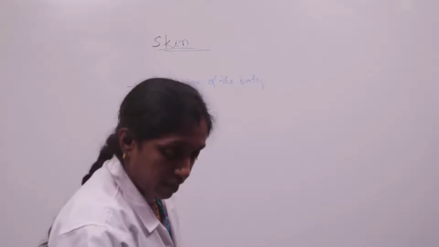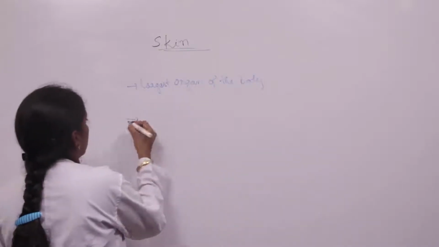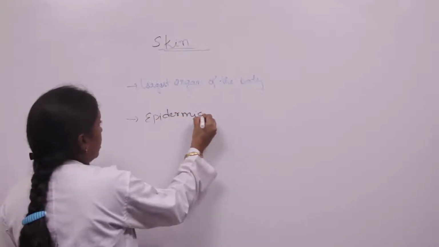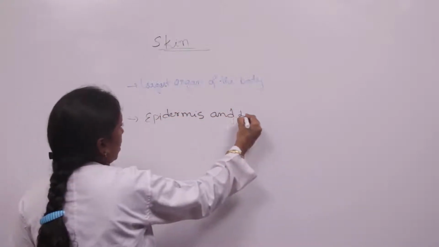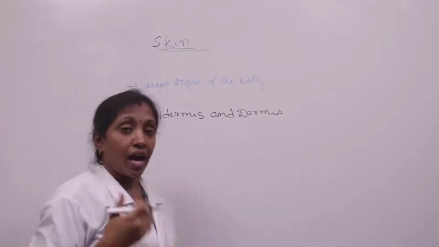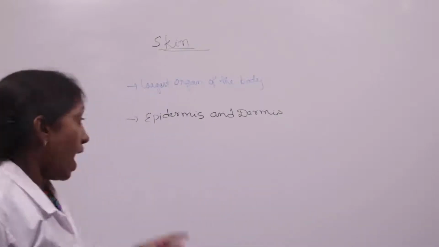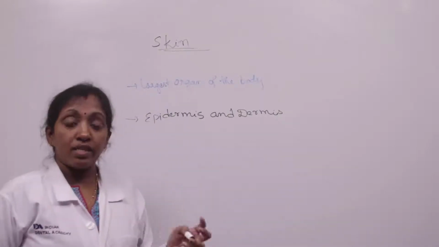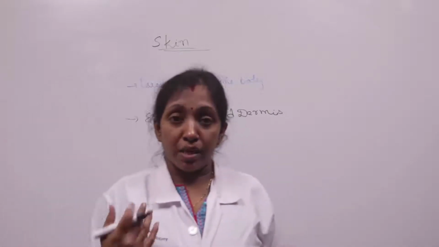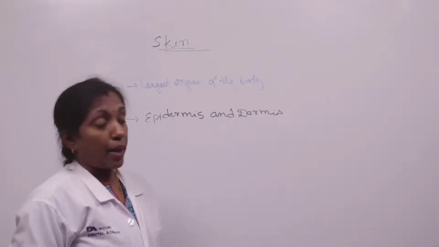So the skin consists of epidermis and dermis. Epidermis is the avascular layer, and the appendages present in the epidermis are sweat glands, sebaceous glands, hair, and nails.